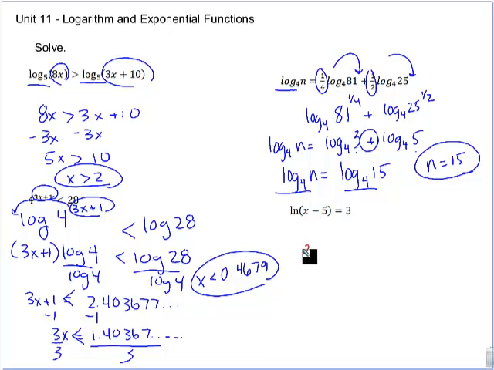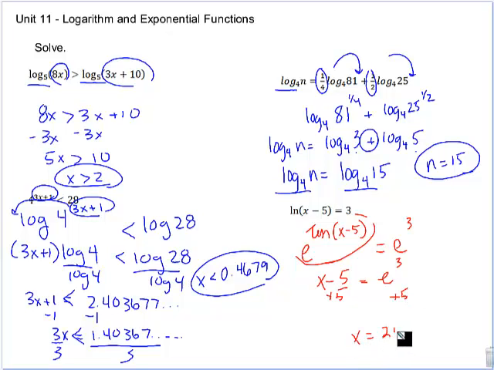And last but not least, we have the natural log of x minus 5 is equal to 3. So we can put these both in the exponents. So e to the natural log of x minus 5 would be equal to e to the third. E to the natural log of x minus 5 simplifies down to x minus 5 equals e to the third. To get our x alone, we then have to add 5 on. So you have to take e to the third power and then add 5 to it, and so you get a value of x of 25.0855.